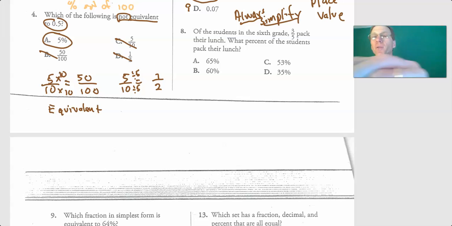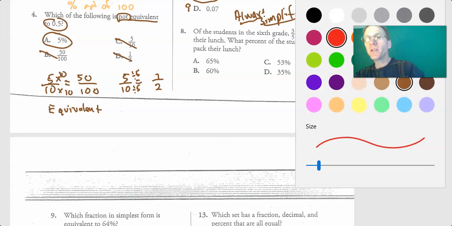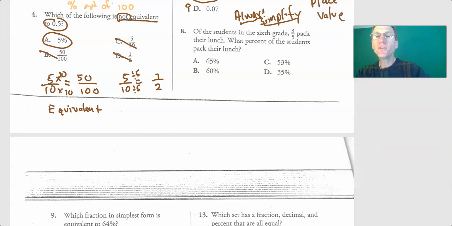Okay, let's do number 8. Number 8 here. We'll switch across and take a look. We'll do this in red. Of the students in the 6th grade, 3/5 pack their lunch. What percent of these students pack their lunch? So here we go again. We're just changing 3/5 to a percent.